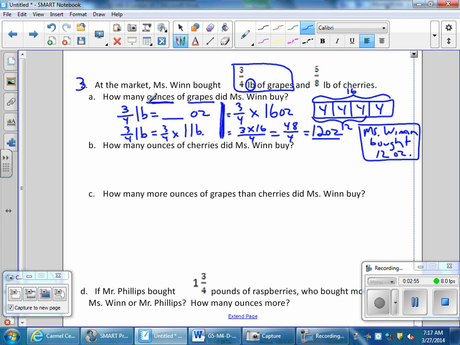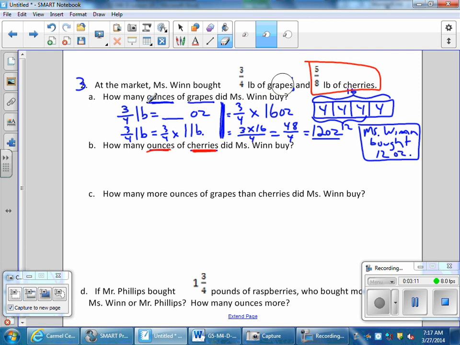Okay. Question B is now focused on ounces of cherries. Let me change this up a little bit. If I didn't have different colors, maybe I would erase what I had boxed just so I can focus on the correct information. Having different colors is even nicer, but you don't have that luxury when you're working with a pencil in your homework. So here we go. Same type of problem as letter A, except I'm looking for 5/8 of a pound of cherries is equal to how many ounces?